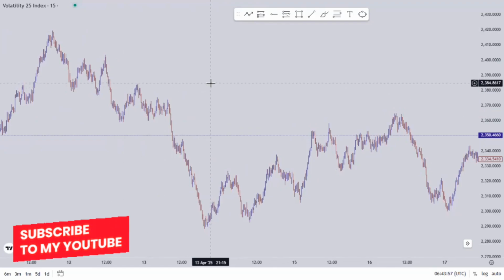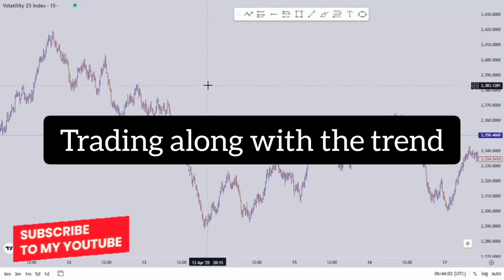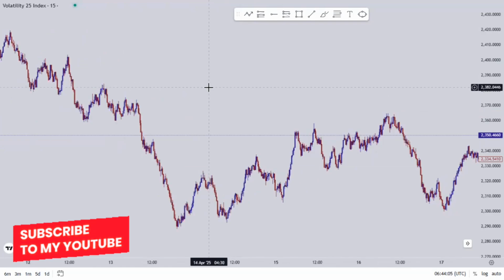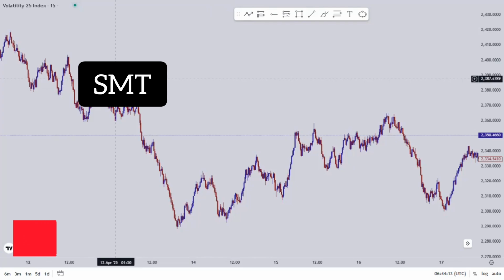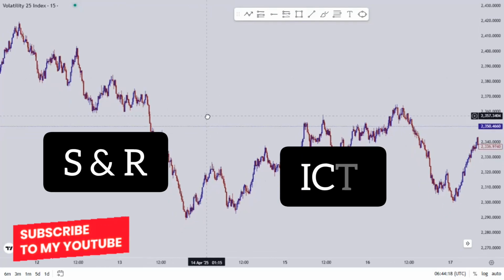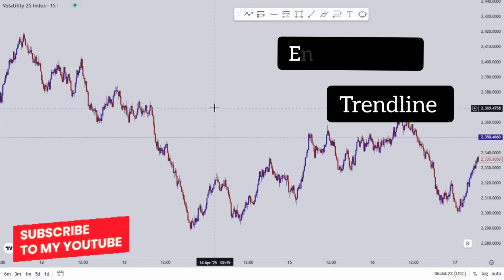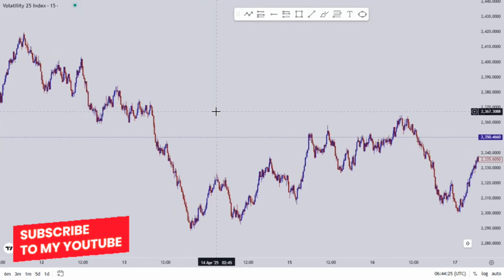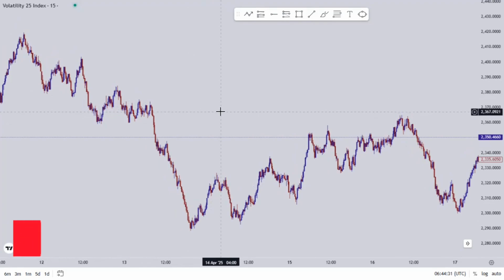And that is what I basically call trading along with the trend. Take, for example, when you come into the market with a particular strategy, be it smart money concept, ICT concept, support and resistance, engulfing candle, name it, whatever strategy you come into the market with, the core aspect of that strategy is the ability of the trader to use that strategy along with the trend.